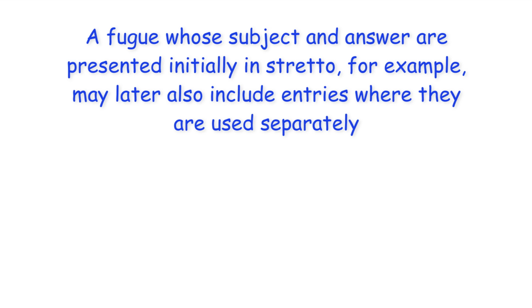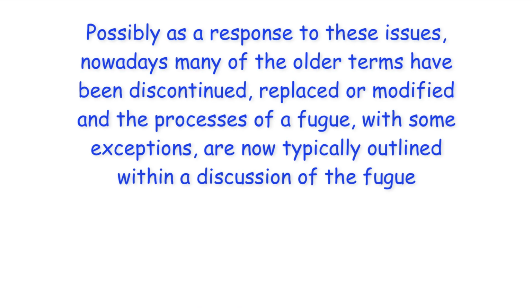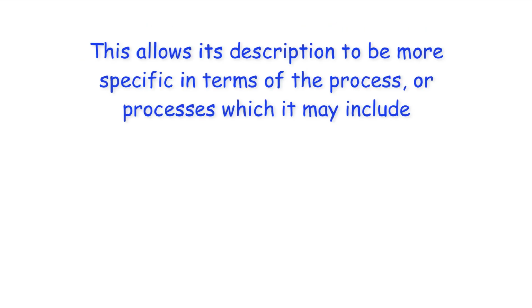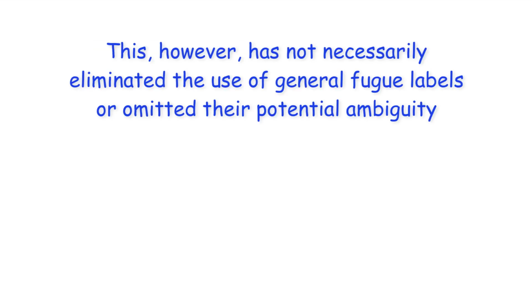are used separately. Possibly as a response to these issues, nowadays many of the older terms have been discontinued, replaced or modified, and the processes of a fugue, with some exceptions, are now typically outlined within a discussion of the fugue. This allows its description to be more specific in terms of the process or processes which it may include. This, however, has not necessarily eliminated the use of general fugue labels or omitted their potential ambiguity.